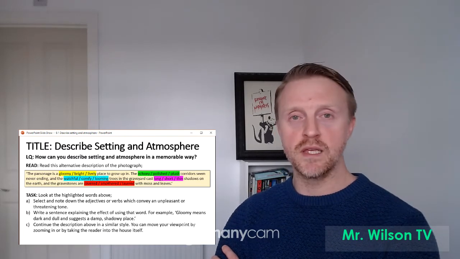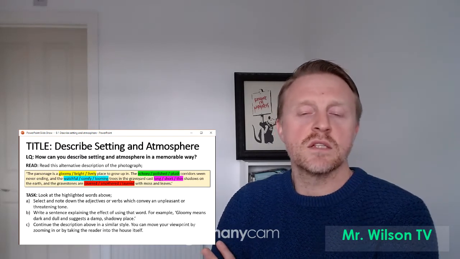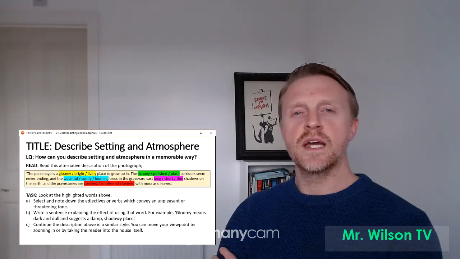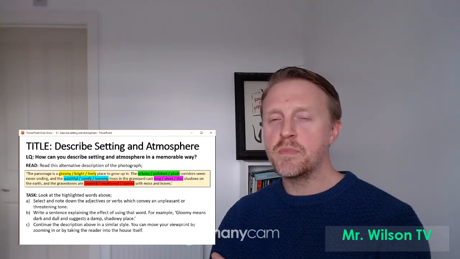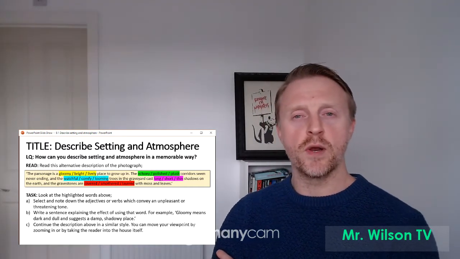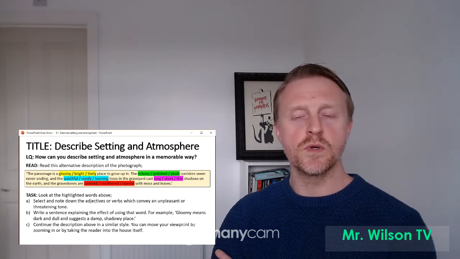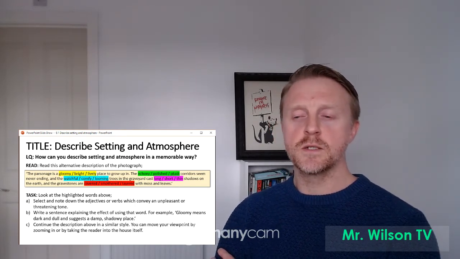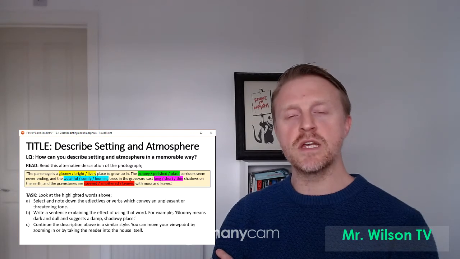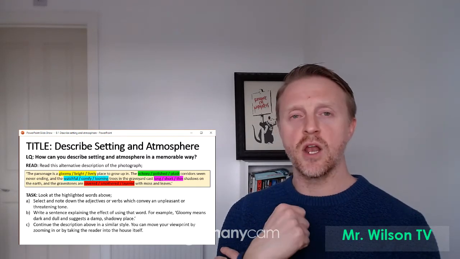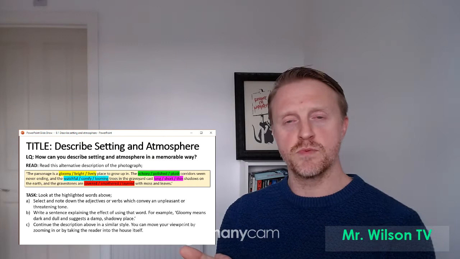So if you chose, for example, gloomy, you might say, well, that's dark and dull. So if something was dark and dull, it probably is kind of damp, maybe. There's shadows cast upon it, so it seems a bit more mysterious or spooky. So pick one of those words and explain why you've picked it, because it's really useful to self-reflect and analyse why we chose that word rather than one of the options presented.